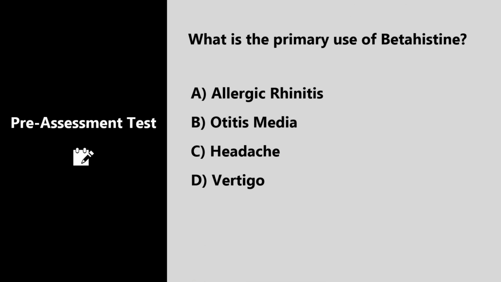What is the primary use of betahistine? A. Allergic rhinitis. B. Otitis media. C. Headache. D. Vertigo.